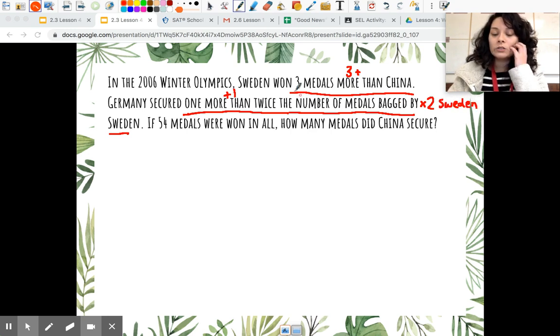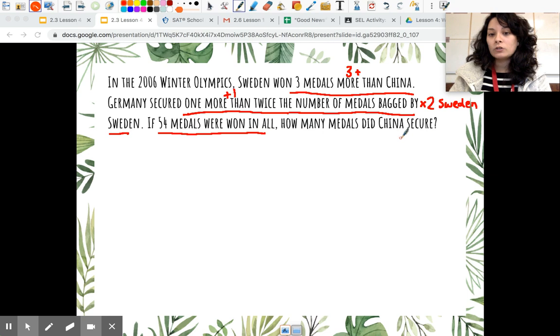So what we're going to have to do here is write an expression that represents how many medals Sweden won, multiply that entire expression by 2, and then add 1 to it to represent how many Germany won. If 54 medals were won in all, okay, so they're giving us the total. So if I added up the amount that Sweden, China, and Germany all won, that would equal 54.